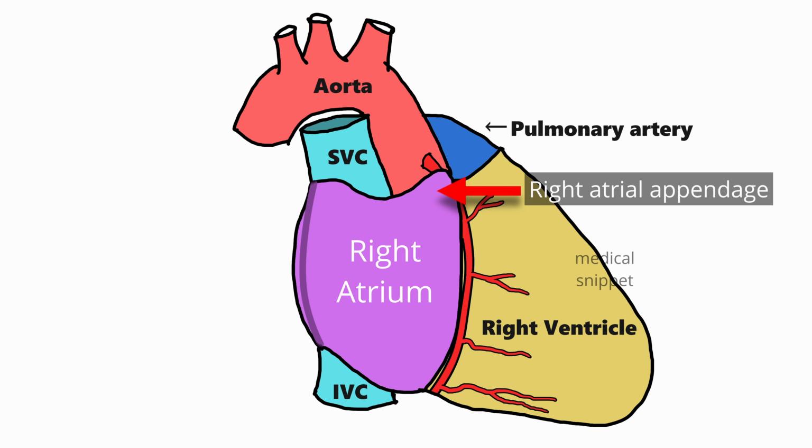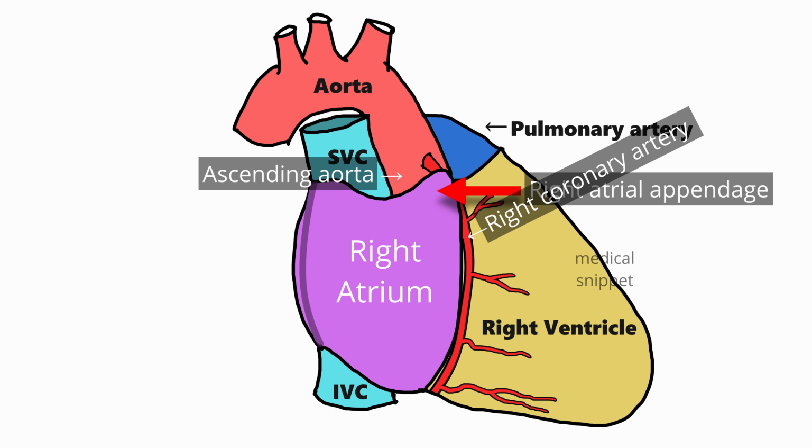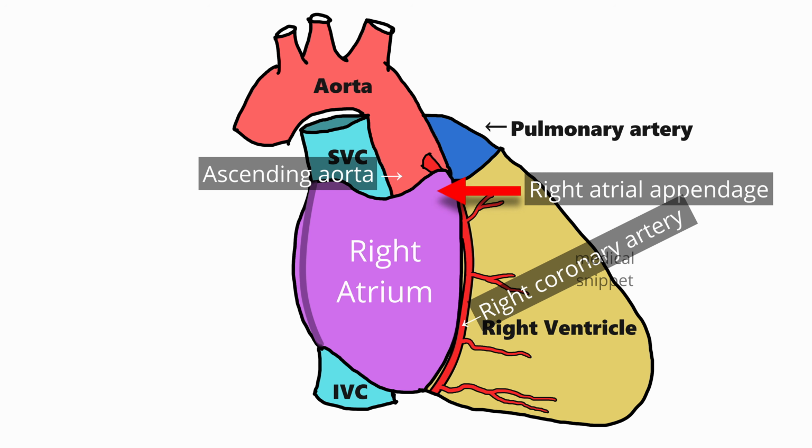The right atrial appendage covers the right side of the ascending aorta, and it is close to the right coronary artery. The right atrial appendage is broad, triangle in shape, and has wide junction with the right atrium.